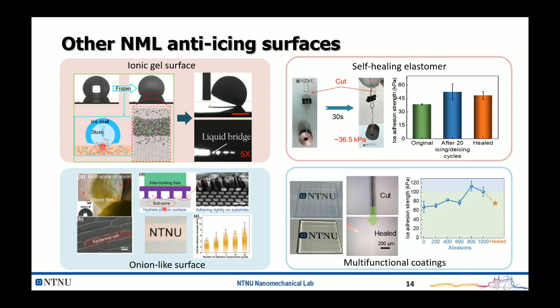Also, there are other types of biomimetic onion-like surfaces, or in some application cases, we need to have a multifunctional coating. For example, for those outdoor cameras, it has to be transparent, self-healing, anti-icing. So we incorporate the different functions into one surface and see how it will work efficiently. Yeah.